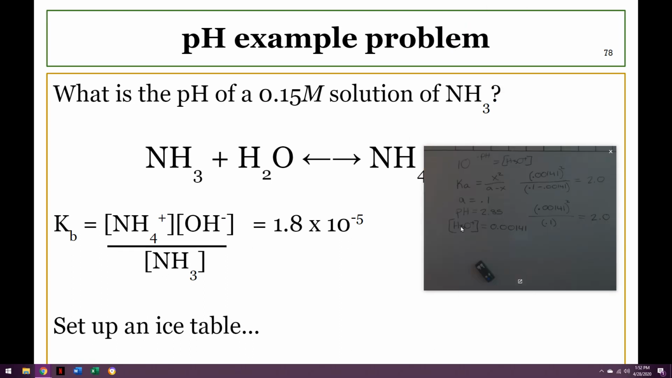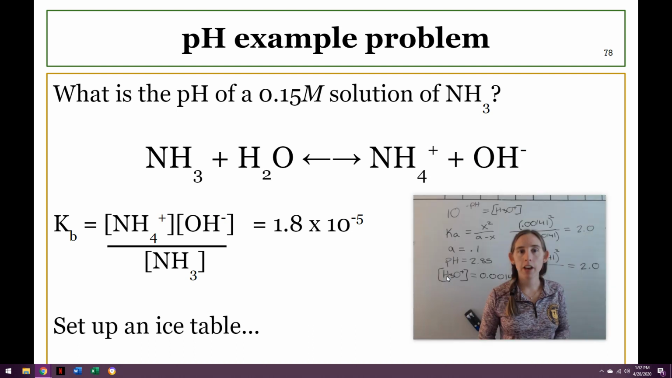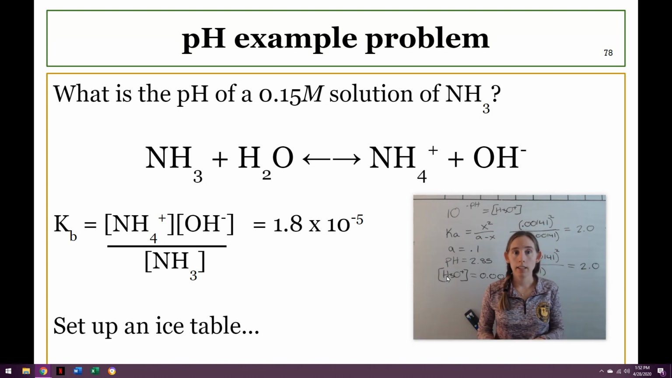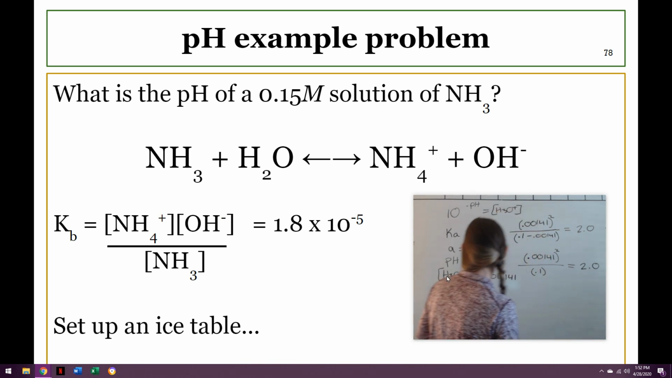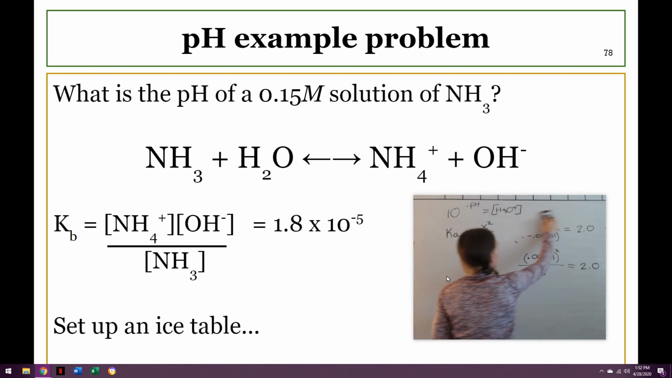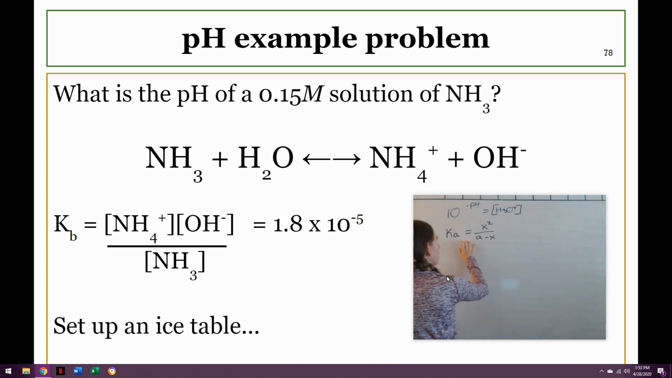On to practice problems already. What is the pH of a 0.15 molarity solution of NH3, ammonia? So there's your chemical reaction, and your Kb, NH4 times hydroxide divided by NH3, and that is equal to 1.8 times 10 to the negative 5. So they're telling us what the Kb is, so that's wonderful. It says set up an ICE table. I'm pretty sure we don't need to do that because we have our equation, but it's going to look a little bit different for the base.